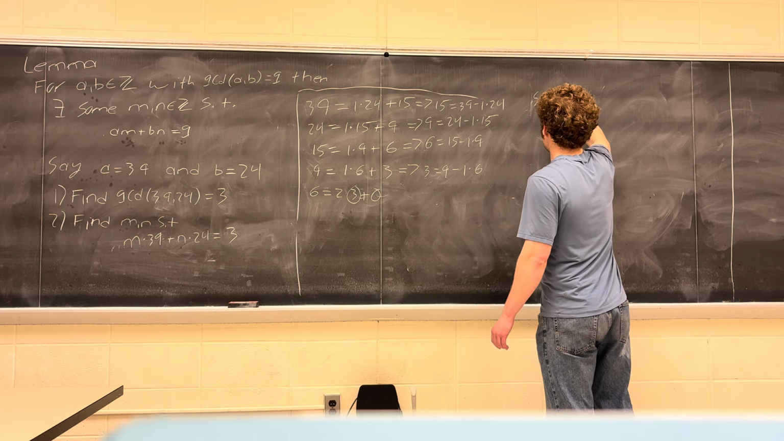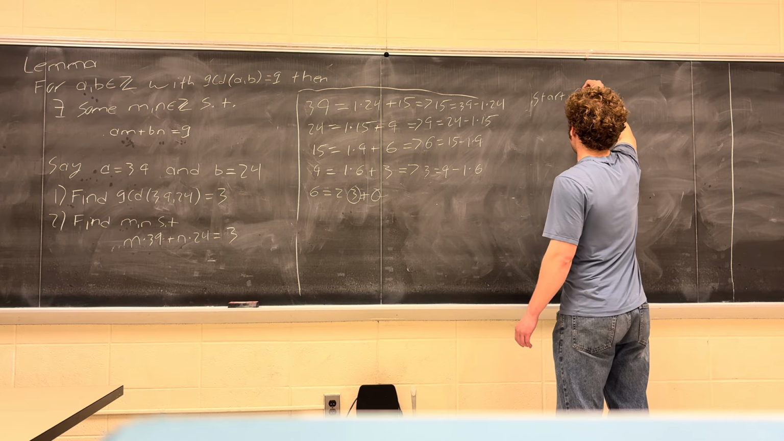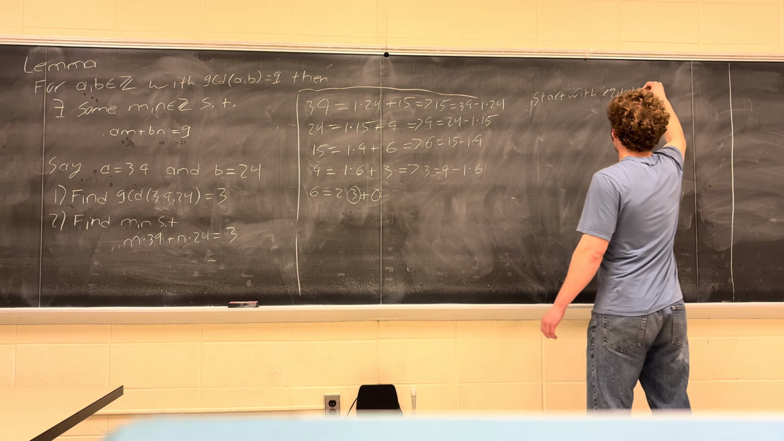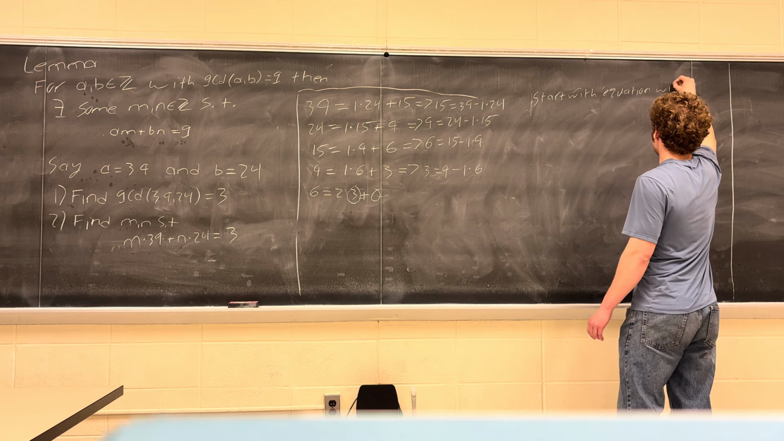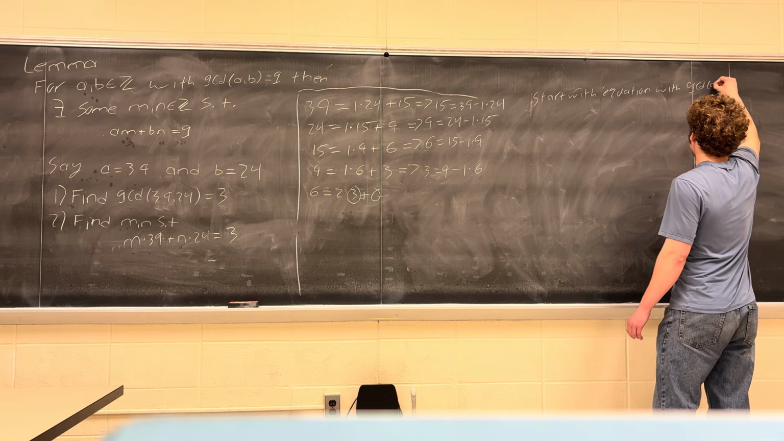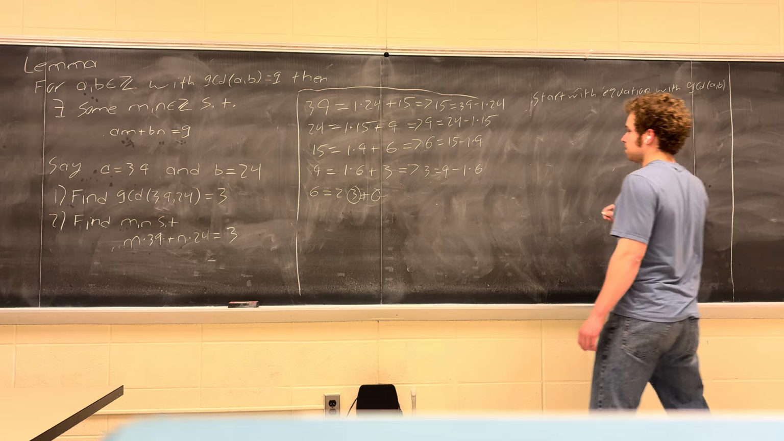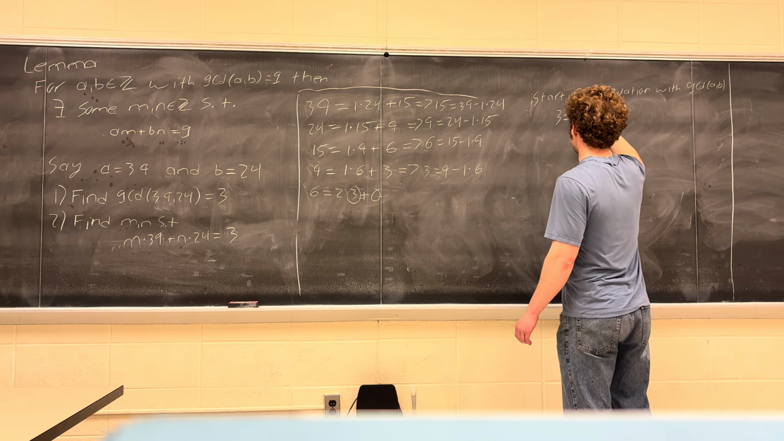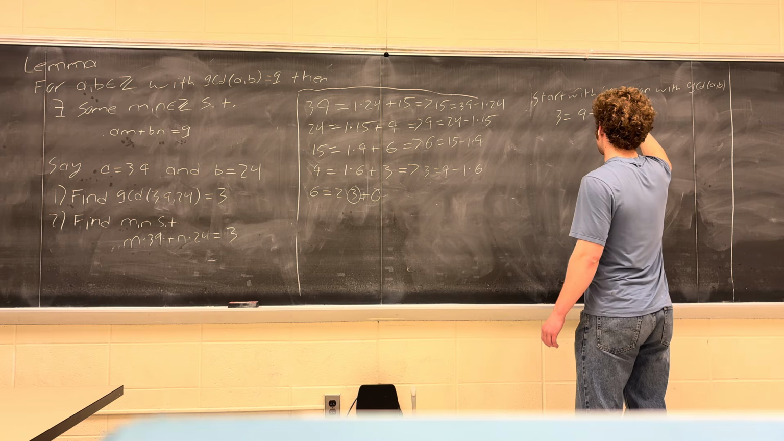We're going to start with our equation for 3, which is the GCD of 39 and 24. So we start with the equation for the GCD of a and b. We have 3 equals 9 minus 1 times 6.